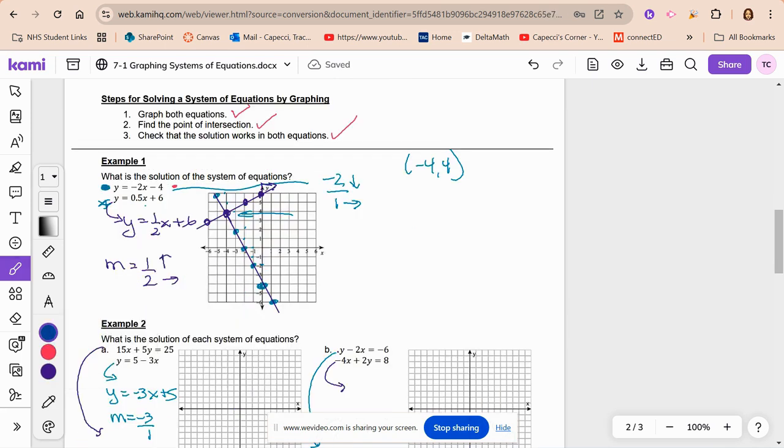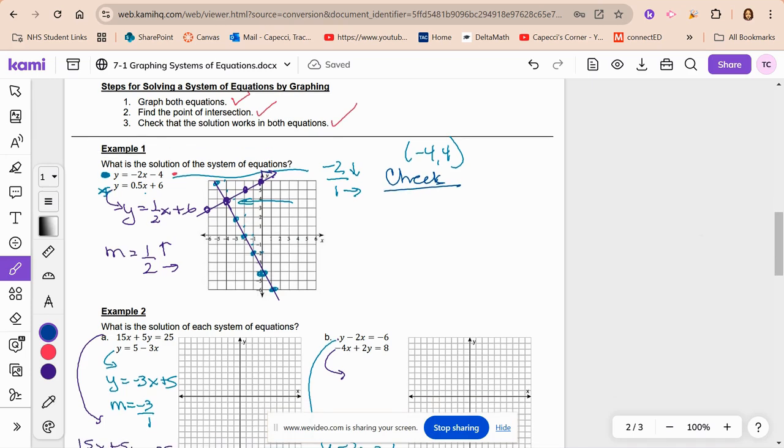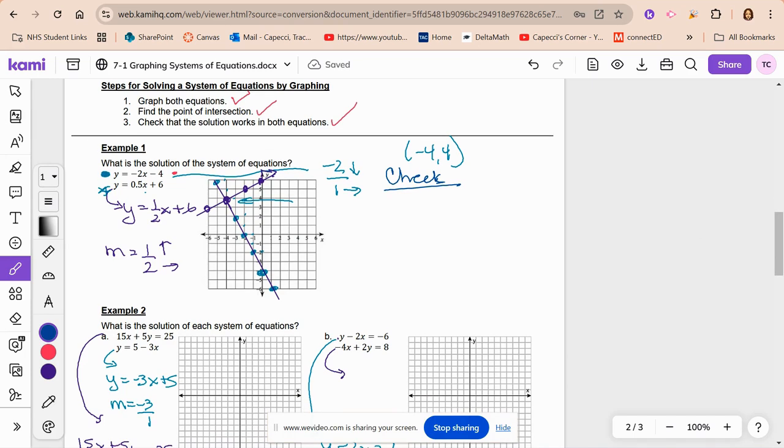Okay, so now we're going to check it. The great thing about checking is that on your homework or on a quiz, you can know for sure whether or not you got the right answer. So what I'm going to do is write both of the original equations.